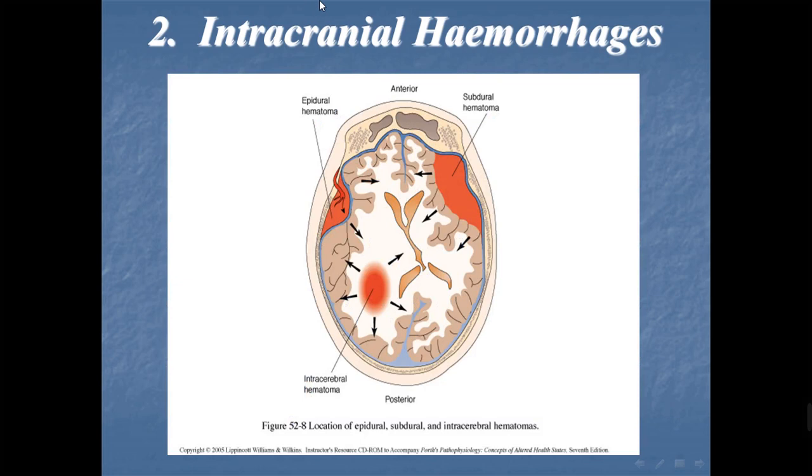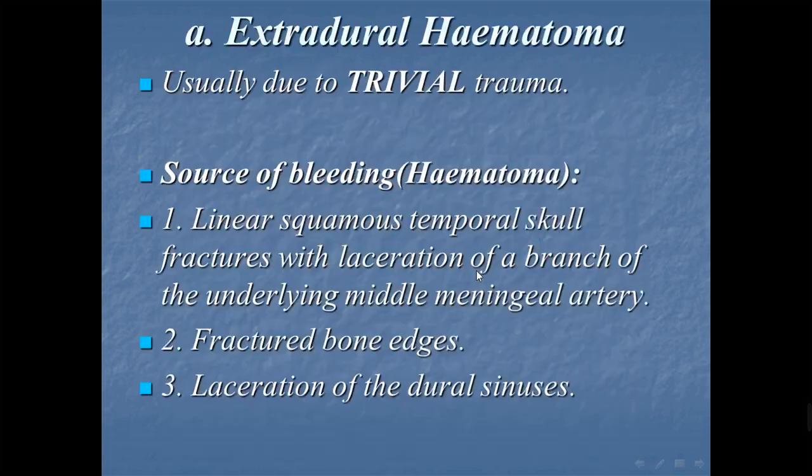Different types of hematoma. You can see this is the extradural hematoma outside the dura. This is subdural because it's inside the dura. And this is intracerebral hematoma as well.